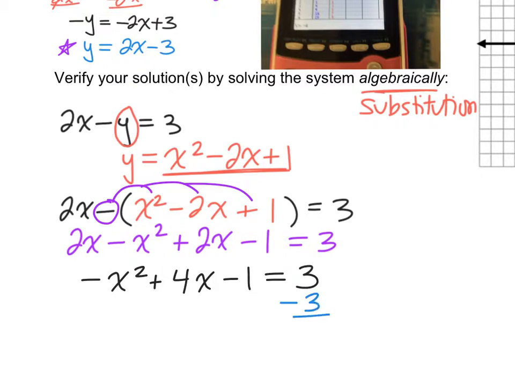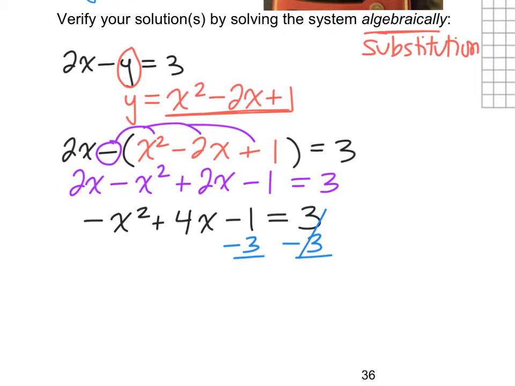We can consolidate. It's quadratic, so we can bring everything over to one side. We'll be looking at negative x squared plus 4x minus 4 equal to 0. Now, I'm not in love with that negative x squared. What could I do? Divide or multiply by negative 1.